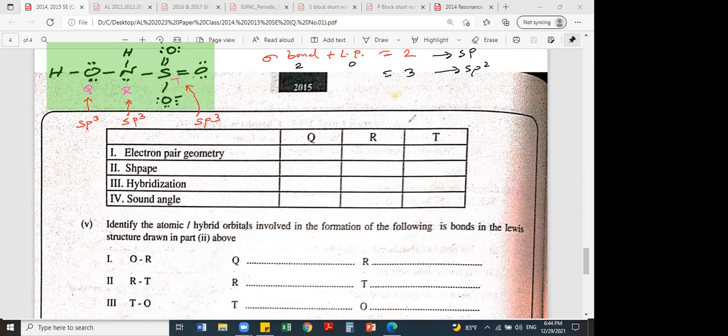So then there are possibilities. What it can be: 3 sigma bonds and 0 lone pairs. Then also the total is 3. Sometimes it can be 2 and 1, also possible. Then also the total is 3. Then also it is sp2. Do you understand what I'm saying? It is sp2. One of the best examples.